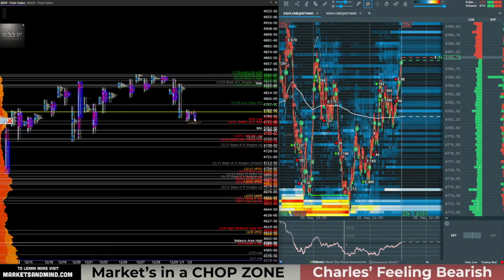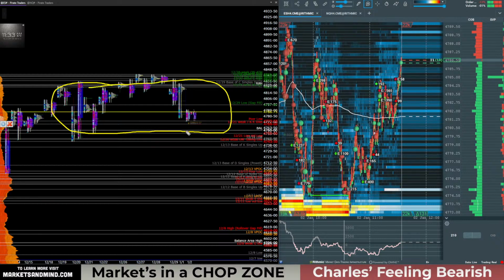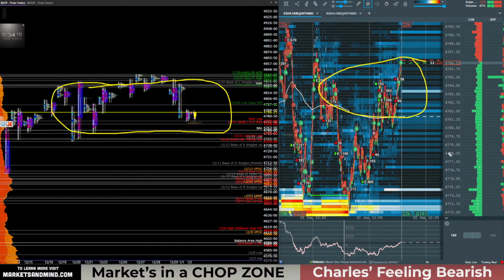So we are now in the middle of a balance area. Okay, this larger balance area right here. And we're playing tug of war right in the middle, and neither side is winning. So that means the tug of war must continue. We are likely to go sideways the rest of the day. But not only that, it is likely to happen in a completely bot-controlled environment like it has been all day, which means every move will be frustrating like it has been all day.